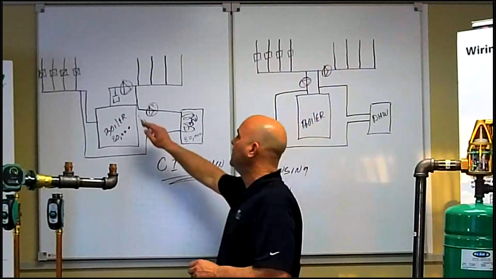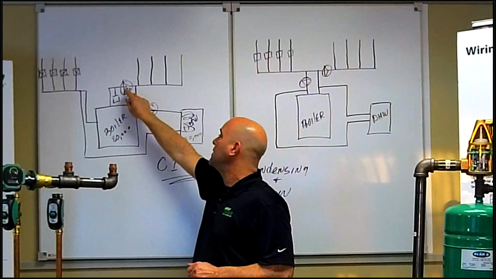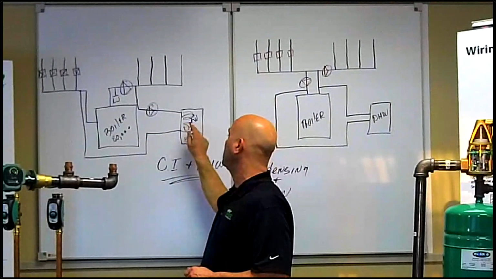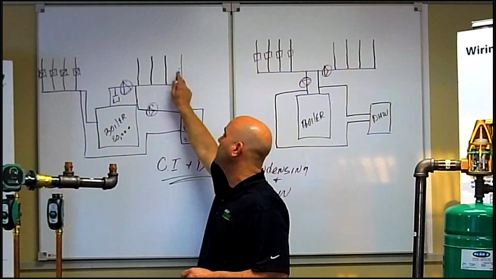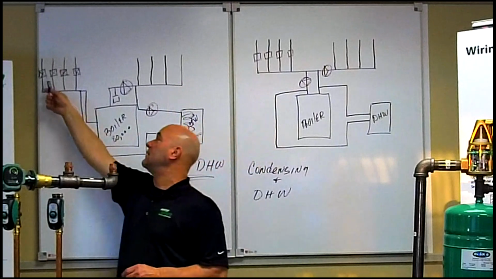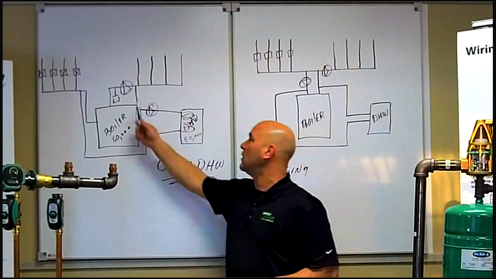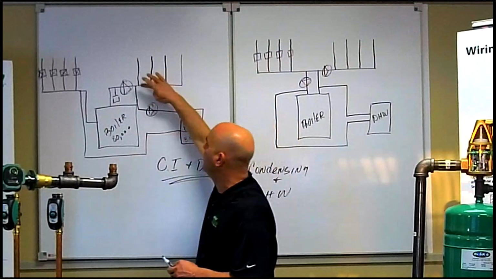Okay, and then we came up off the boiler with the header. We go to a system circulator, and then we also have a circulator for the indirect. And then we have 1, 2, 3, 4 heat circuits, and we have zone valves on the back side. The way this is piped, we would have to run both circulators to make hot water.